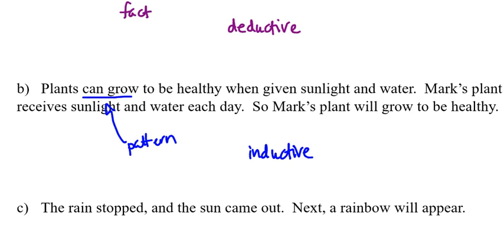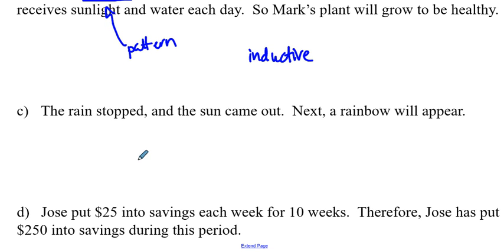let's try some more. So the rain stopped and the sun came out. Next, a rainbow will appear. Okay, so think about when you've seen a rainstorm and then the sun starts coming out, right? Sometimes we see rainbows. We anticipate them. We predict them that they're coming, right? This is another example of a pattern here. Okay, we've noticed throughout our life that when the rain starts slowing down and the sun starts coming out, we look for a rainbow, right? So this is based on a pattern and therefore is inductive reasoning. Okay, let's try another one.